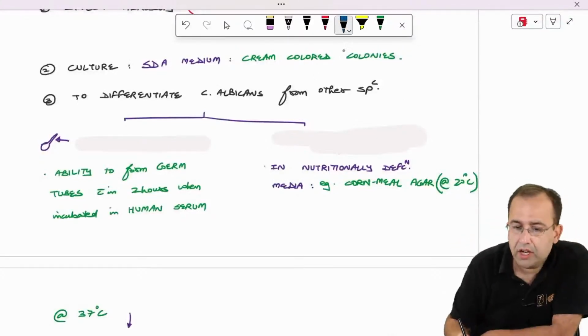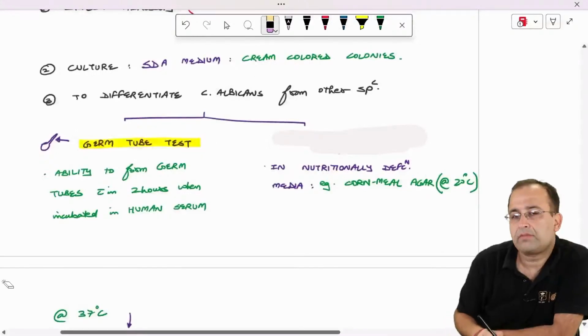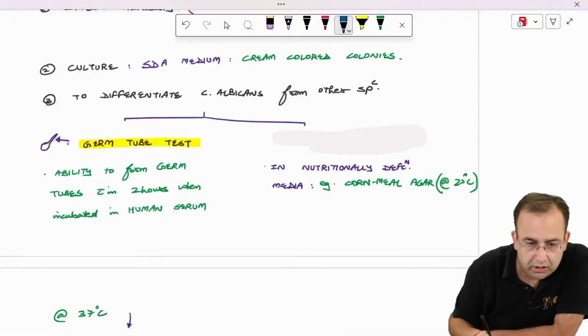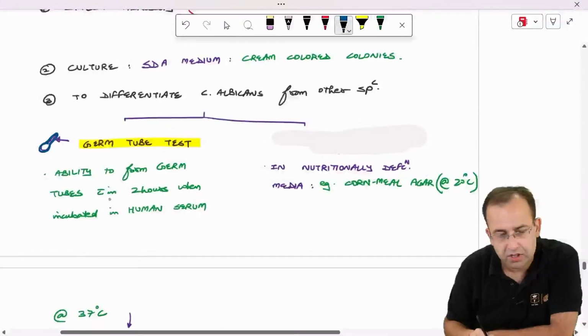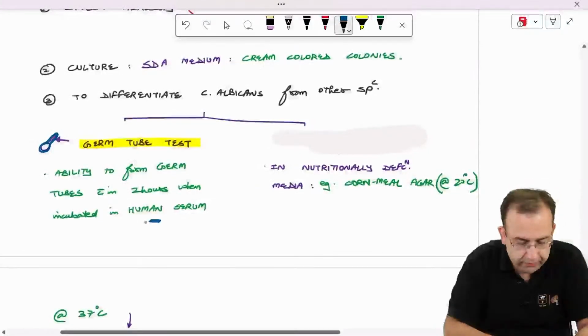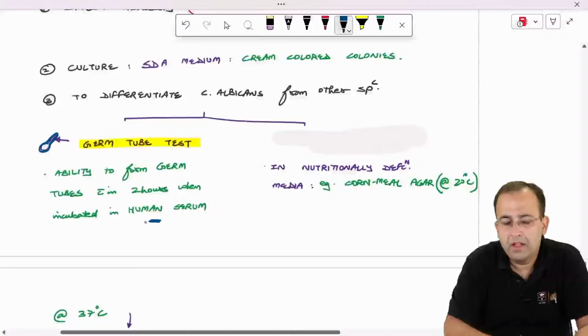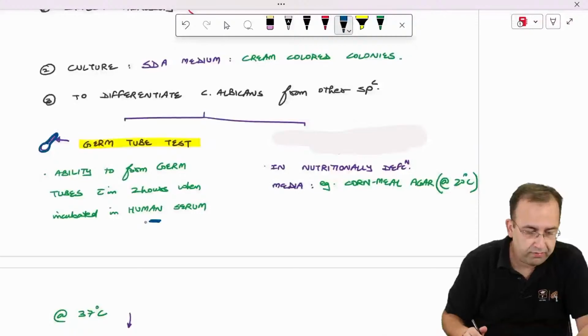We differentiate Candida albicans from other species by the germ tube test. This is what a classical germ tube looks like. This is the ability to form germ tubes within 2 hours when incubated in human serum. When it is incubated in human serum, it leads to the formation of germ tubes at 37 degrees Celsius. That is the germ tube test.